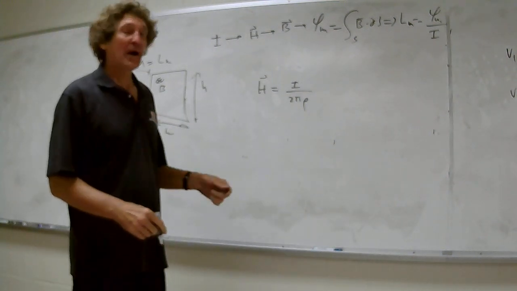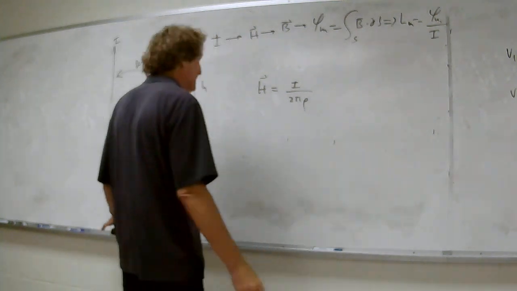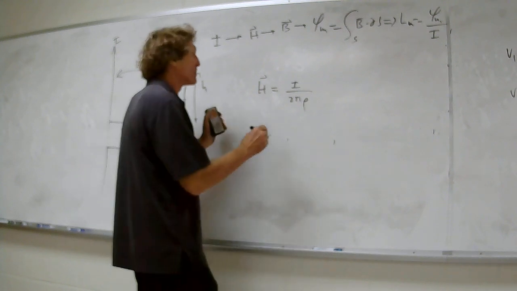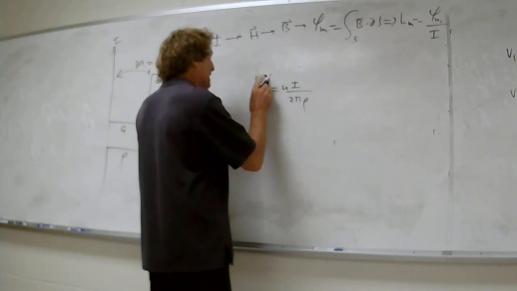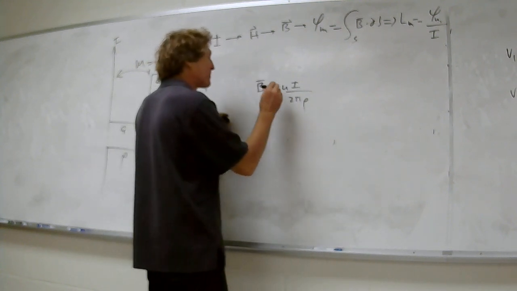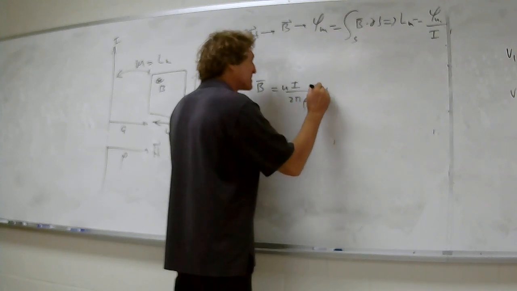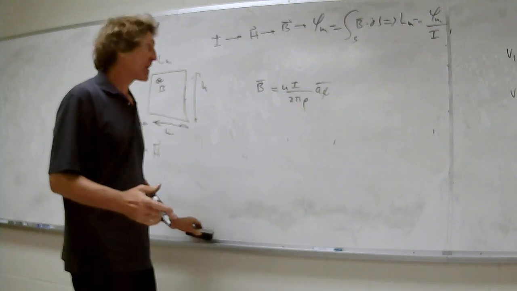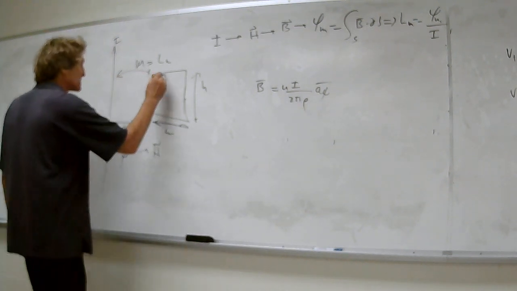All right. Well, how do we get B? It's just mu times H, right? Okay. So we got B now. It's in the A phi direction. It'll become inconsequential in a second. You with me? Now we find the amount of flux that penetrates this loop.